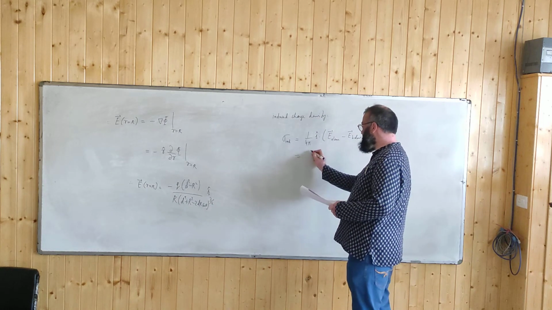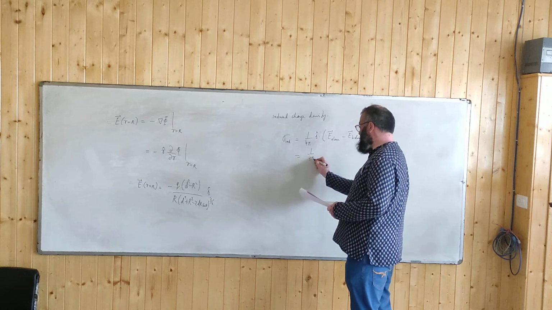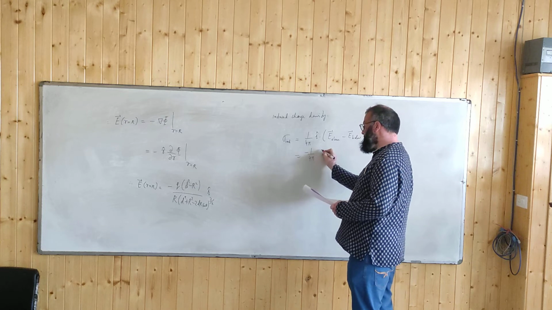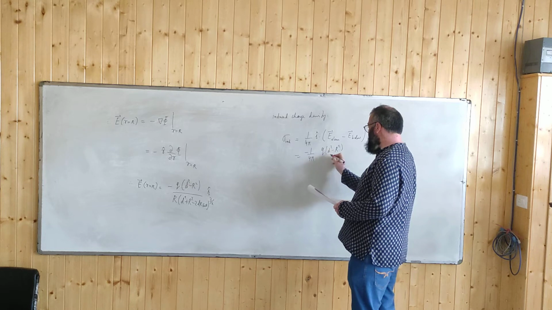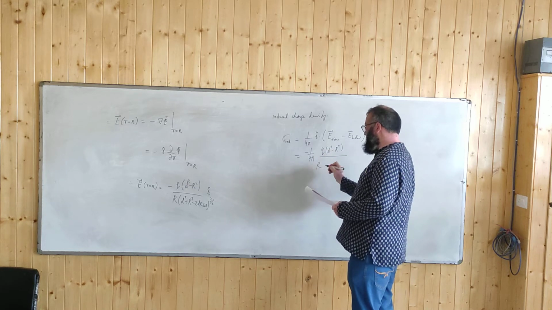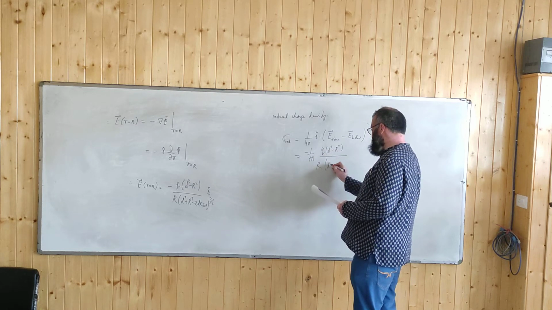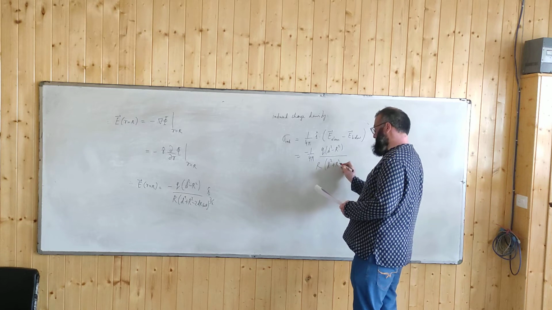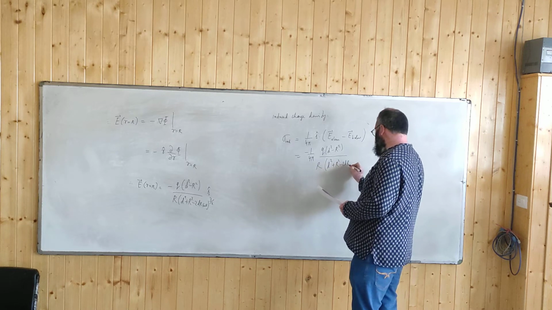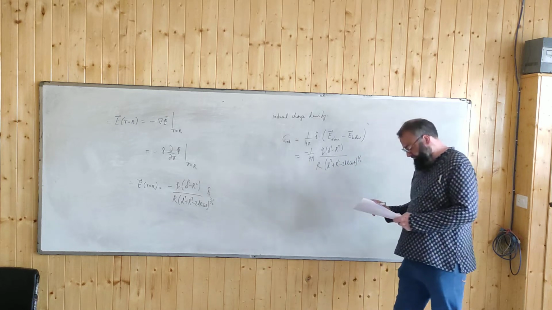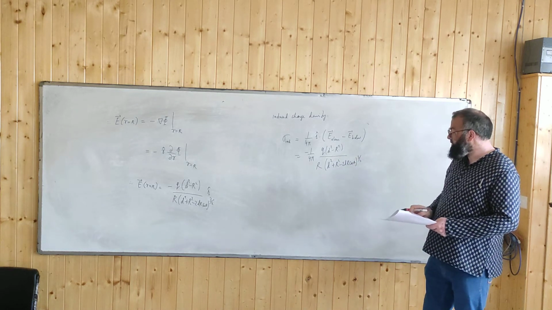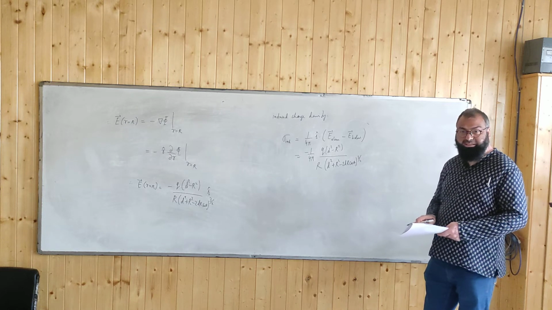So it's simply 1 by 4 pi, and there is a minus, Q into (D square minus R square) divided by R into (D square plus R square minus 2 R D cosine of theta) raised to 3 by 2. Okay, so this is the induced charge density here.